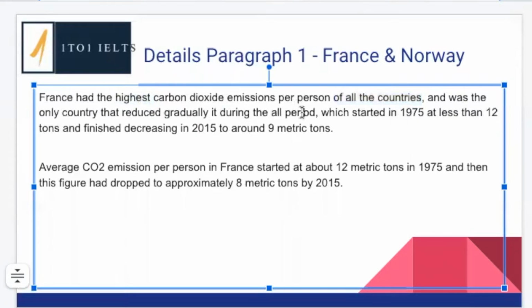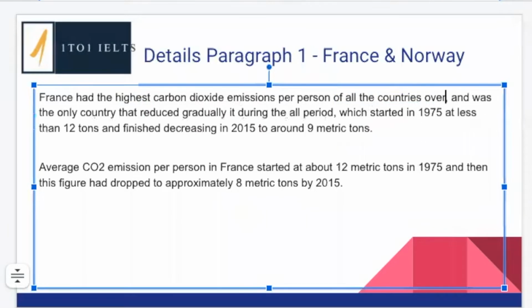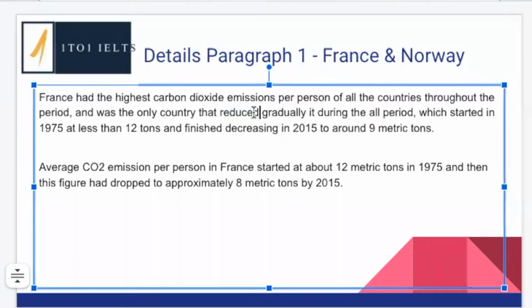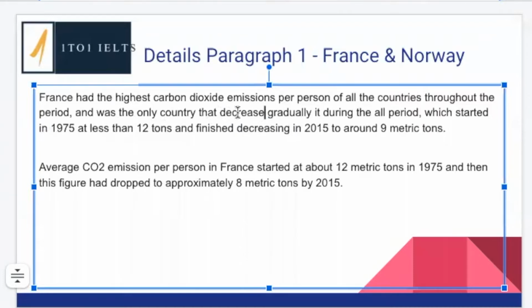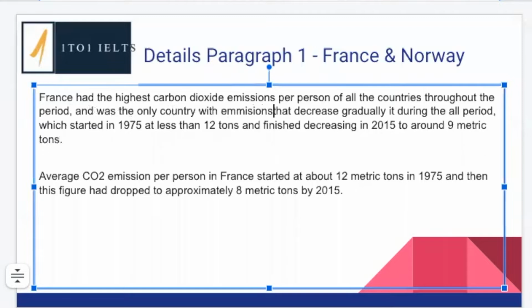So here, because I think our essay is probably going to be a bit short, if we're too concise, we can include this. So here, maybe put "over" or "throughout the period". Did it reduce gradually? So be careful of this word "reduce". Reduce means you have a subject. Who is doing the reducing? We don't know. So reduce is a very, very dangerous word. It's not a synonym for the word "decrease". So it was the only country with emissions that decreased.